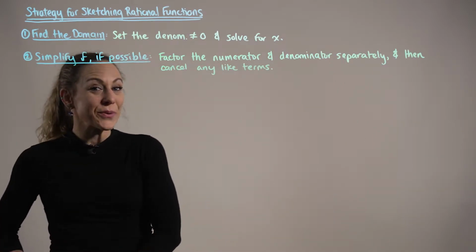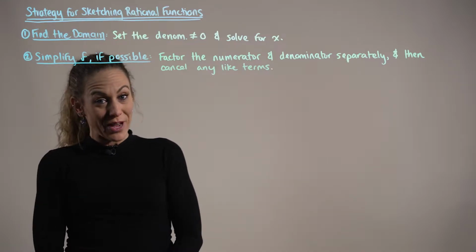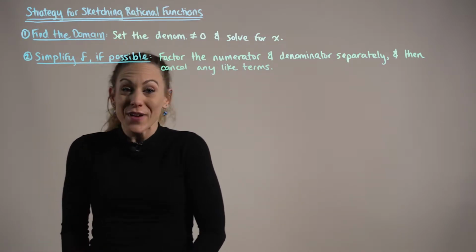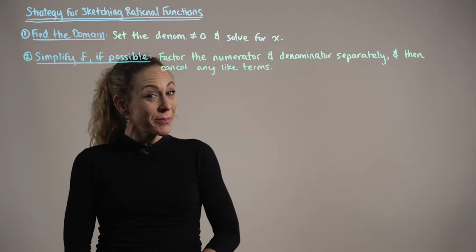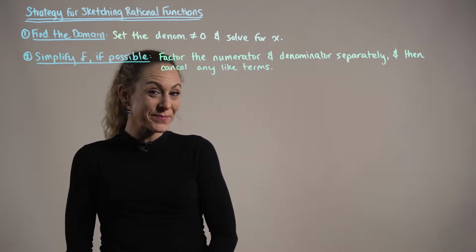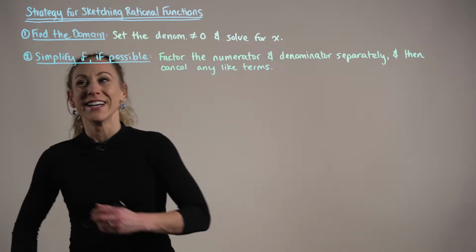So in step 2, we want to go ahead and simplify the rational function if possible. Now to do this, we want to factor the numerator and denominator separately first, and then proceed in canceling any like terms that appear.